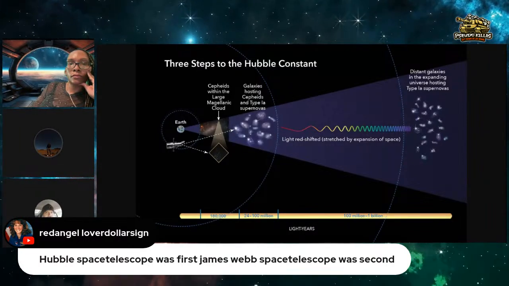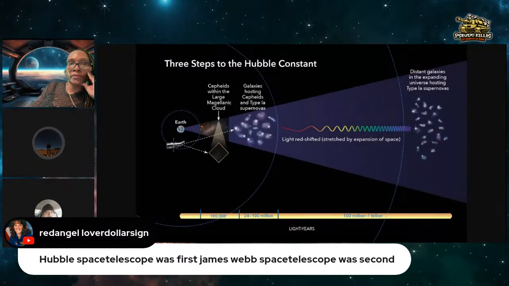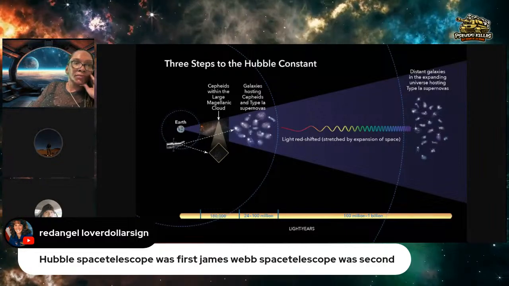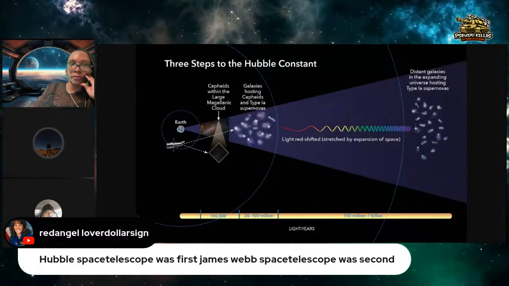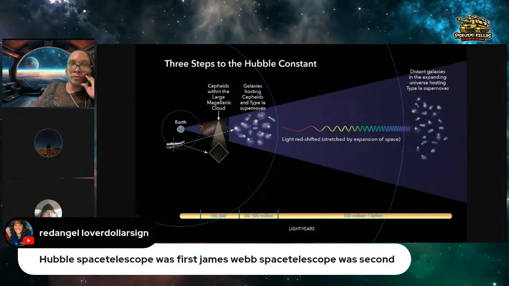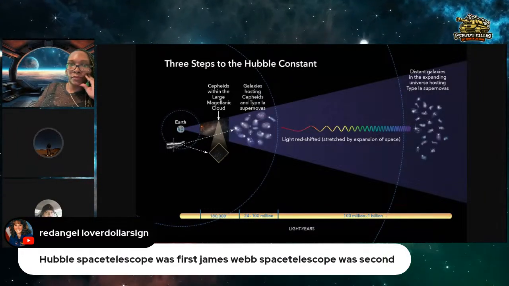But being a single star, there's only so far that you can see a single star go off. You know what I'm saying? It's not going off in a supernova, and so it's not getting as bright as the galaxy. So that's good for close by galaxies.